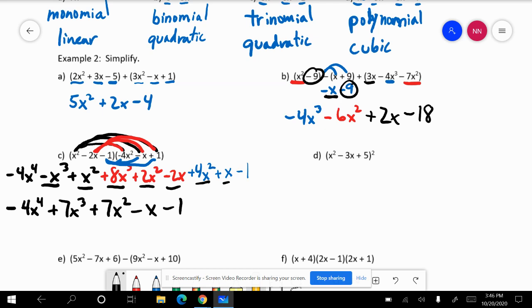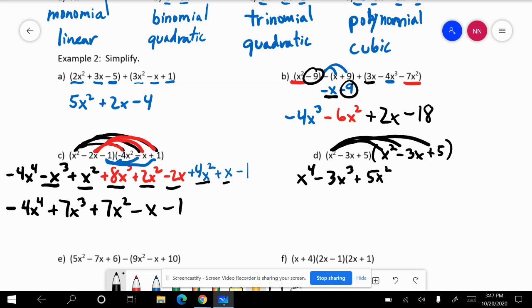Now for letter D, whenever you have something squared, you're writing it twice. So that means we're going to do the same thing that we just did on the last one. We're going to take the x squared and multiply it by each of the terms. So x to the 4th minus 3x to the 3rd plus 5x squared. Then I'm going to multiply the negative 3x.